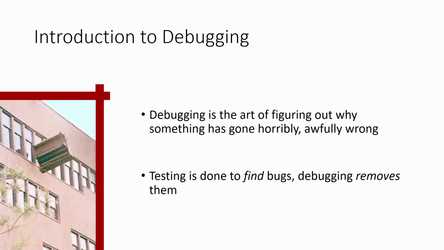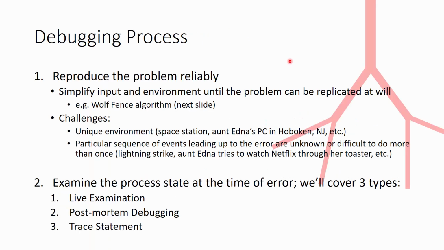Okay, now we are going to take a look at debugging. So debugging is the art of figuring out why something went really wrong. So testing is done to find the bugs, and then debugging is what actually removes them. So the first part of our process for debugging is that we have to have a problem that's reproducible. If it's not reproducible, it's extremely difficult to find the problem.